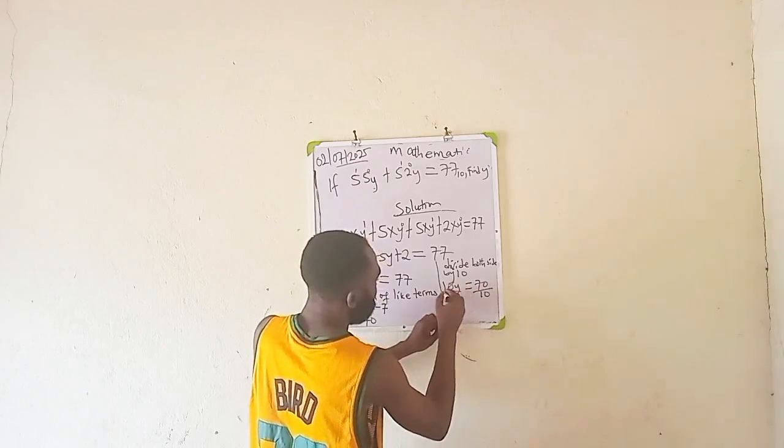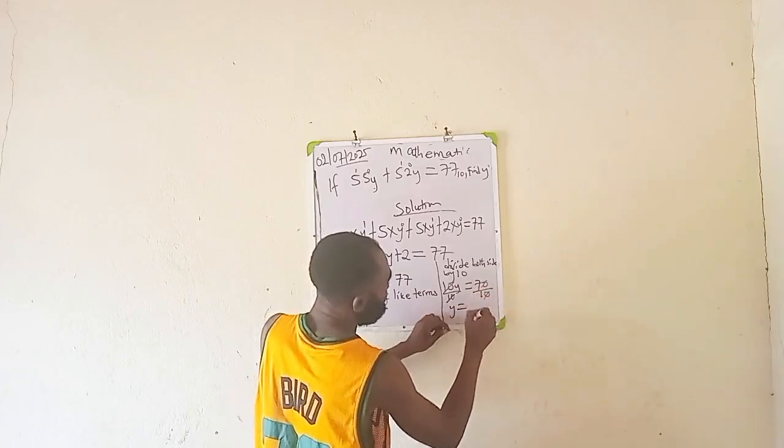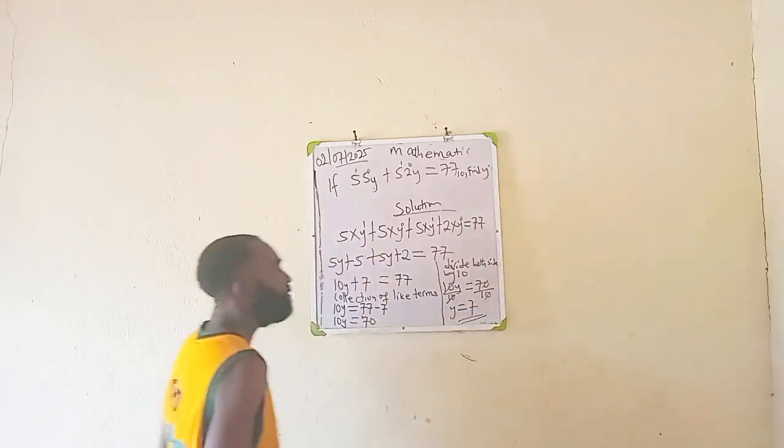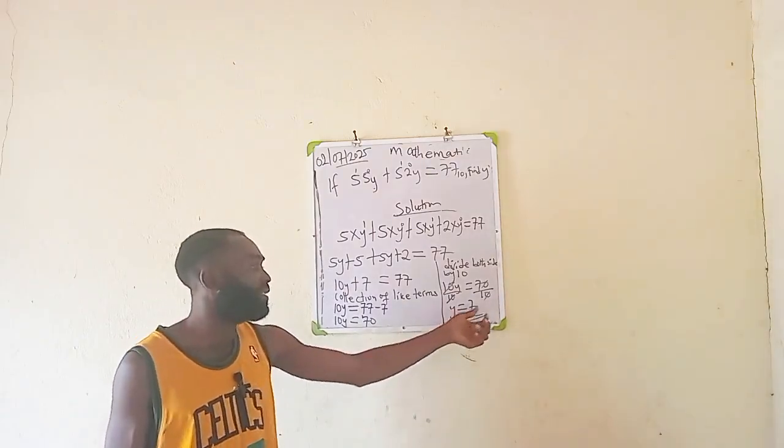So 10 into 10 is 1. 1 times y is y, and 0 cancels 0. 70 divided by 10 is 7. So the answer is y is equal to 7.